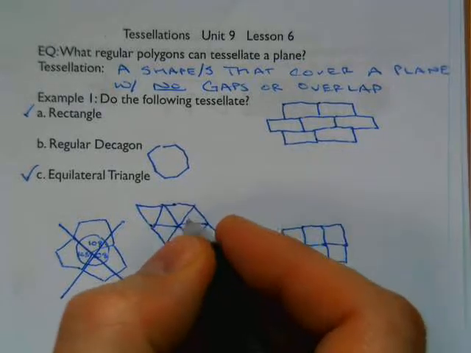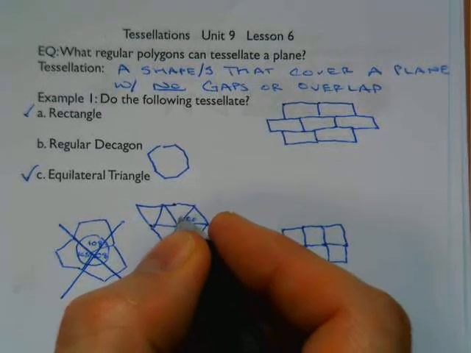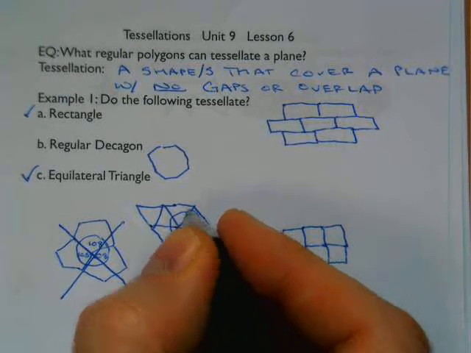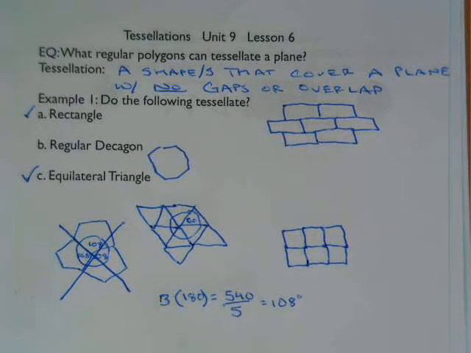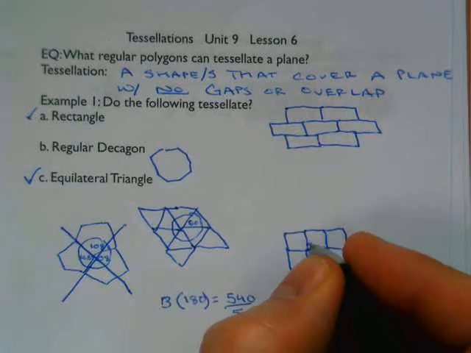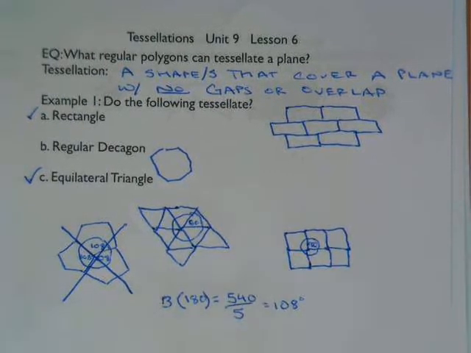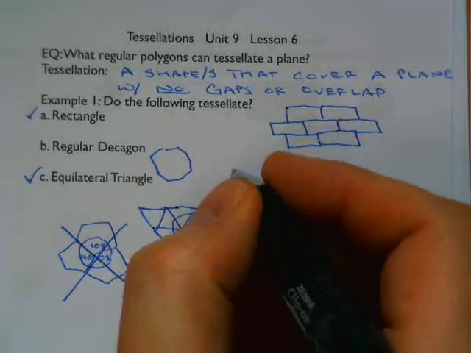In an equilateral triangle, each one of these would be 60, and I have 6 of them, and 6 times 60 is 360. 60 is a factor of 360. Here, each of these are 90, and 90 times 4 is 360. 90 is also a factor of 360. So ultimately what it comes down to is, is one interior angle going to be a factor of 360? Well, I suppose we could find out for sure here with the regular decagon.